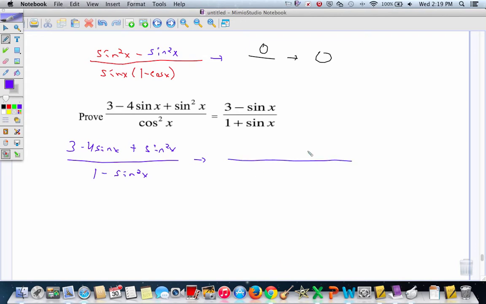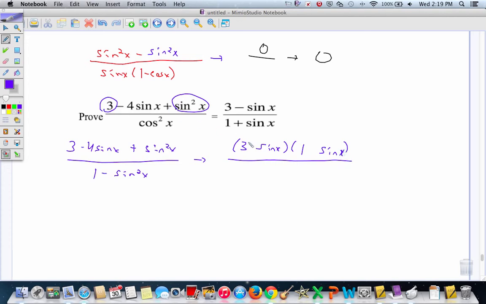My numerator is a trinomial, so I'm going to set up 2 blank sets of parentheses and reverse the FOIL process. The first terms in my parentheses are what I multiply together to get 3. That should be pretty simple, 3 times 1 gets me 3. The last terms in my binomials are what I multiply together to get sine squared. Again, should be pretty easy, sine times sine.